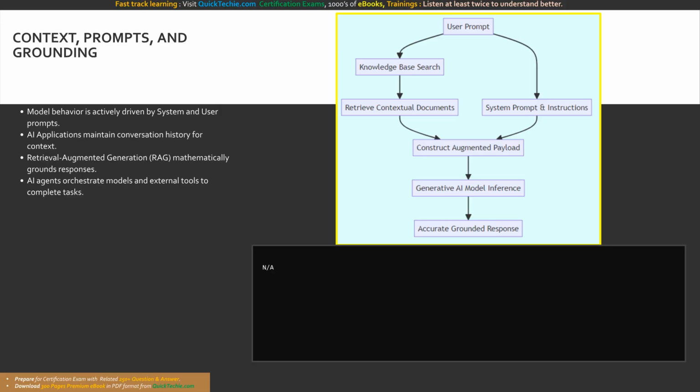Our final diagram maps the retrieval augmented generation architectural pattern. The user prompt simultaneously triggers a knowledge-based search and combines with the overarching system prompt. The system retrieves contextual documents to construct an augmented payload. This highly detailed payload drives the generative AI model inference, producing an accurate grounded response.